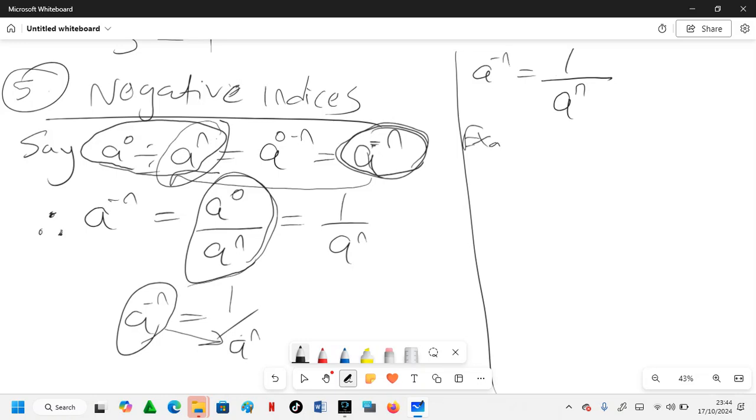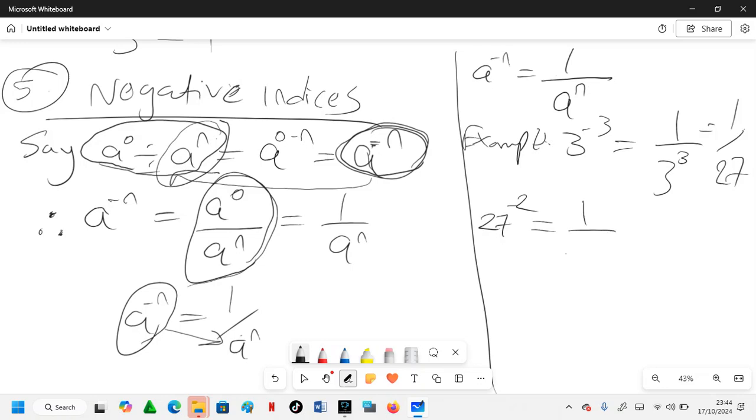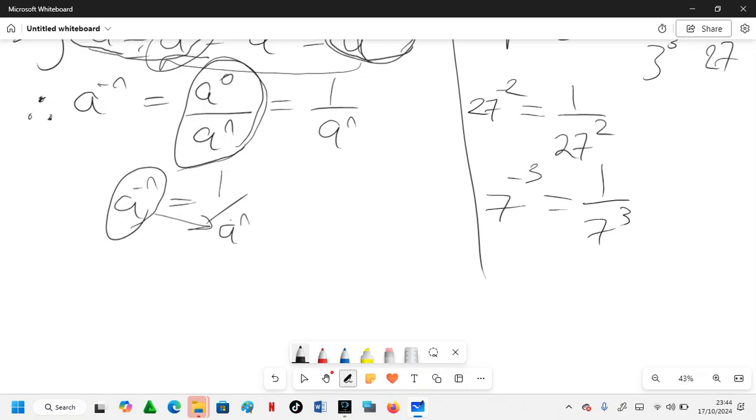For example, if I have 3 to the power negative 3, I'm saying it is 1 over 3 to the power 3, which is 1 over 27. If I have 27 to the power negative 2, it's just the same as 1 over 27 to the power 2, alright? If you have 7 to the power negative 3, it's just the same as 1 over 7 to the power 3. You put it down and then you forget about the negative, okay?